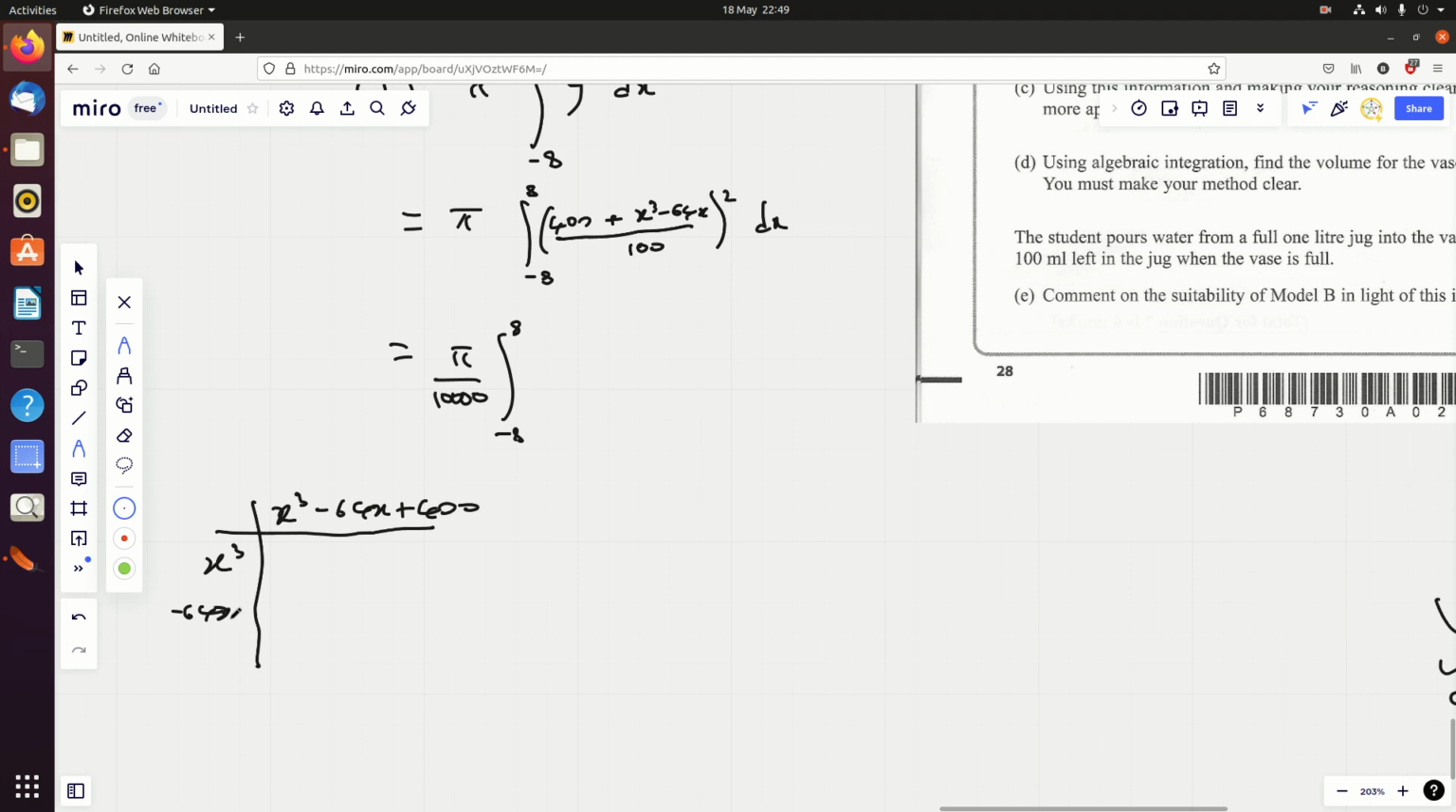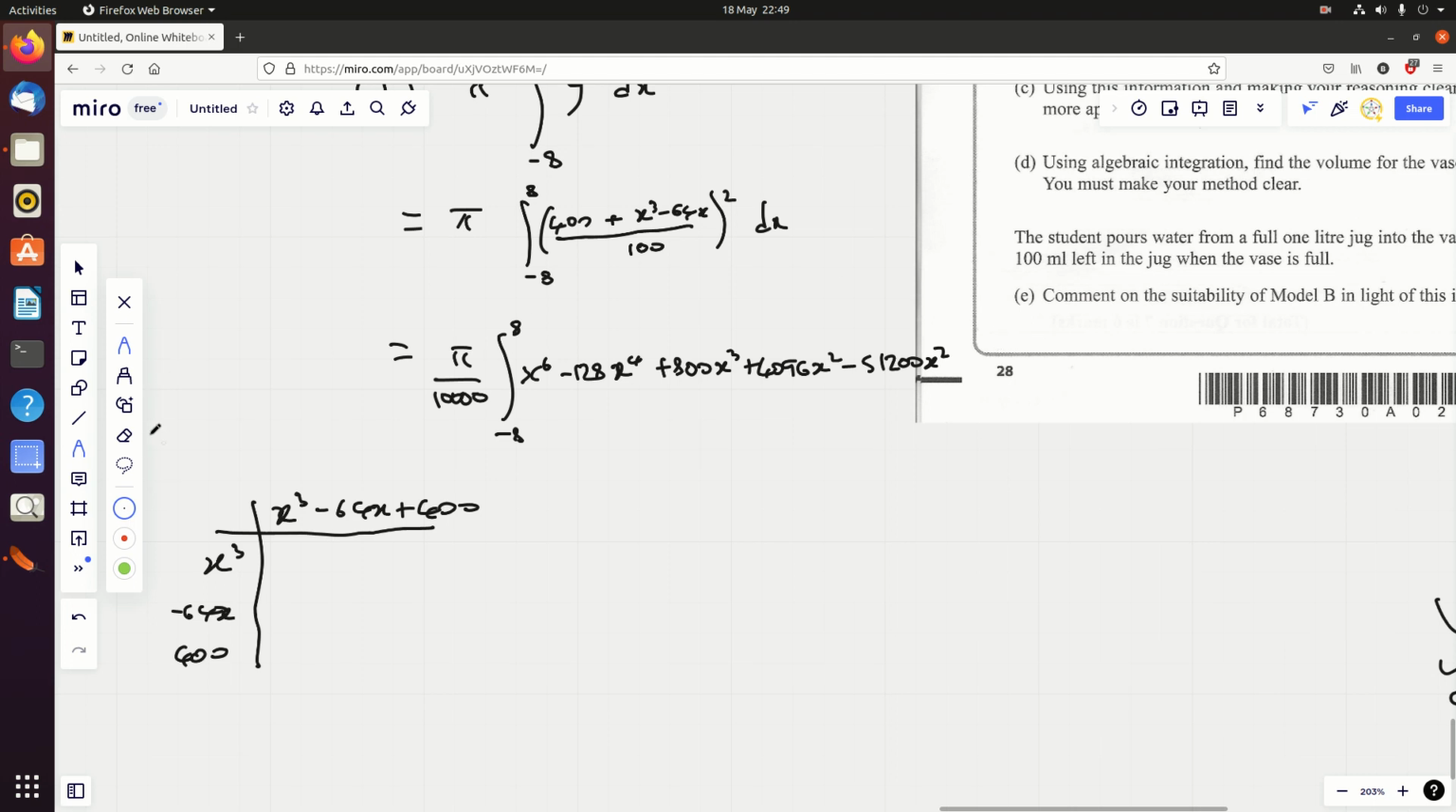I won't probably do it now because it takes a bit of time, but I'll leave it as an exercise for the person. But what you get when you multiply all those together is x to the 6 minus 128x to the 4 plus 800x cubed plus 4096x squared minus 51200x plus 16000 of x squared over 2.